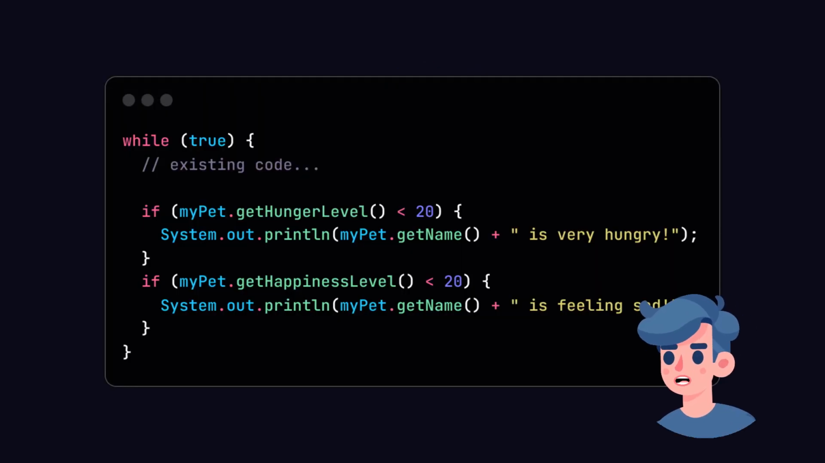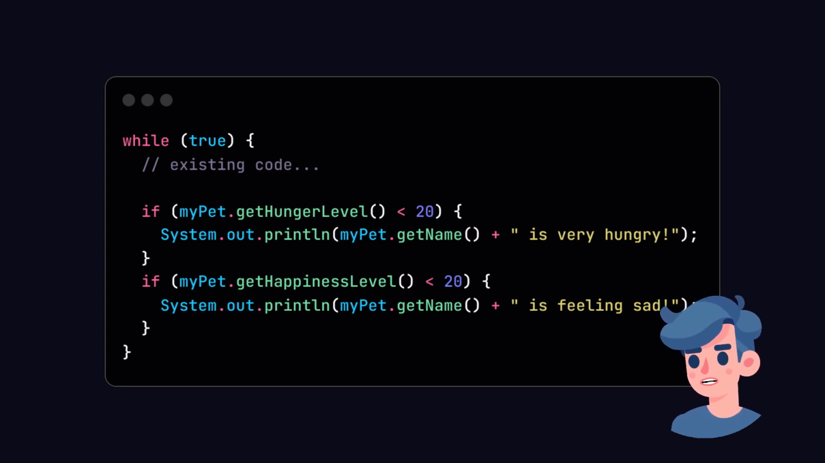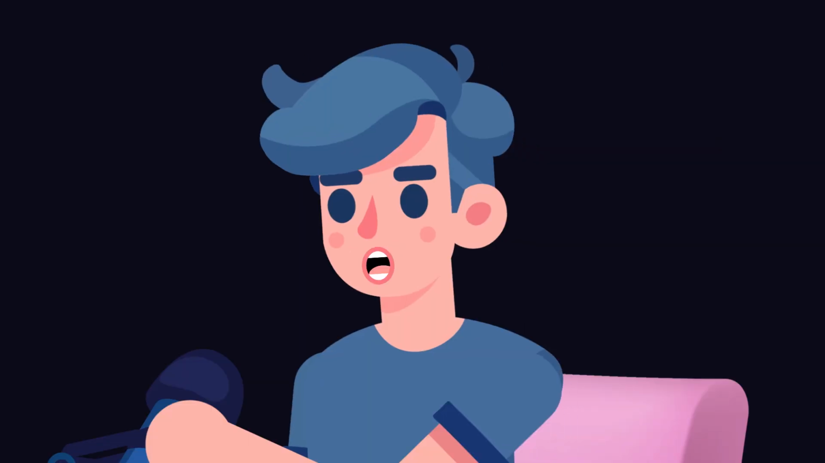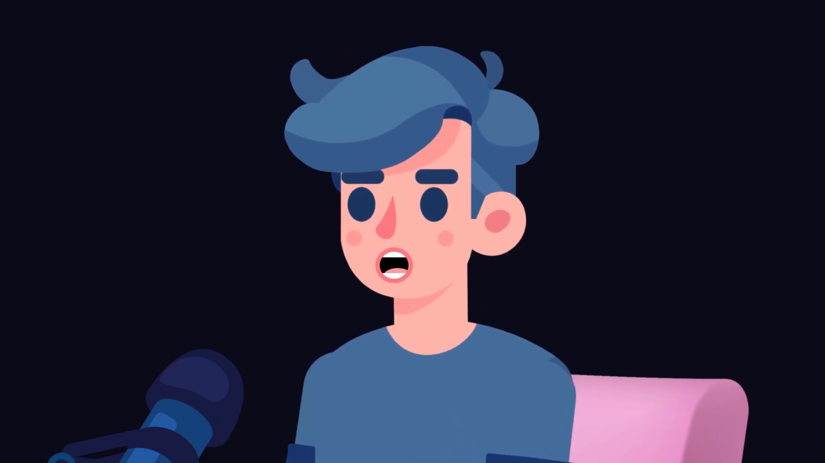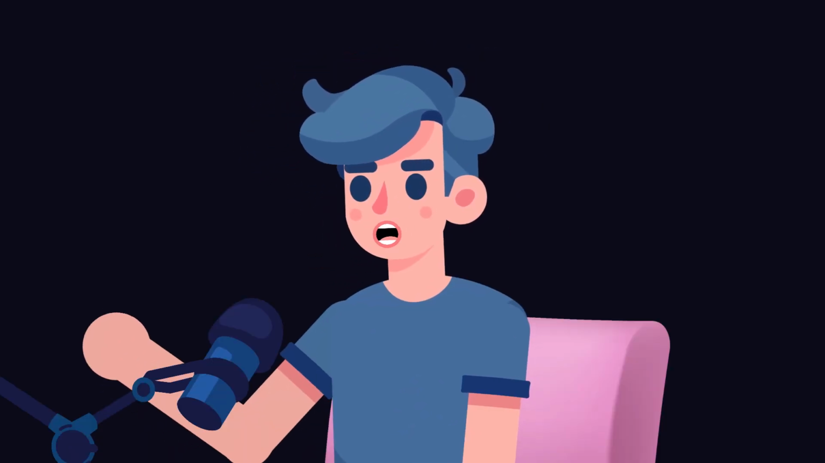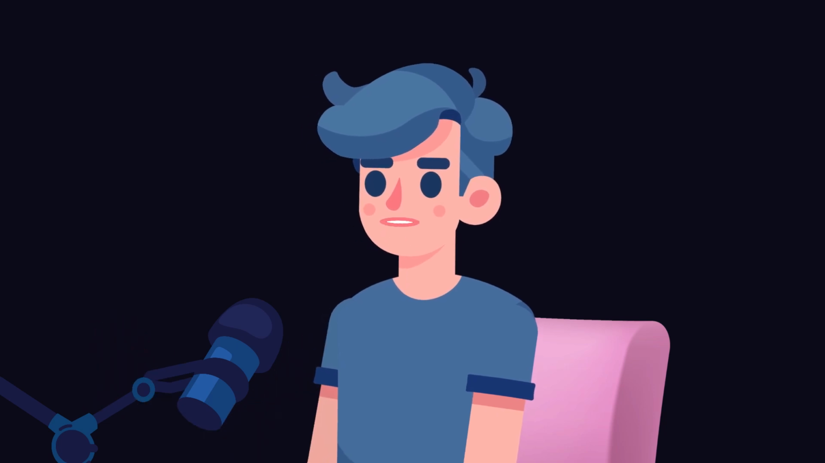Next, we can enhance our user experience by providing feedback when levels change significantly. Let's modify our game loop to check for low levels. Now, if the hunger or happiness levels go below 20, the game will alert the player. This increases engagement and the sense of responsibility.